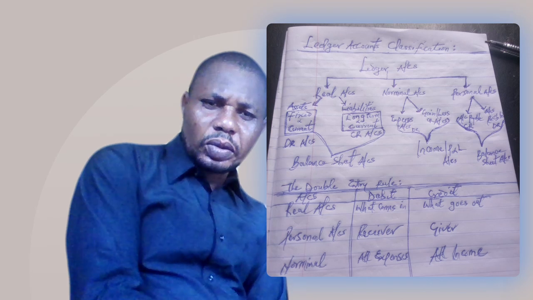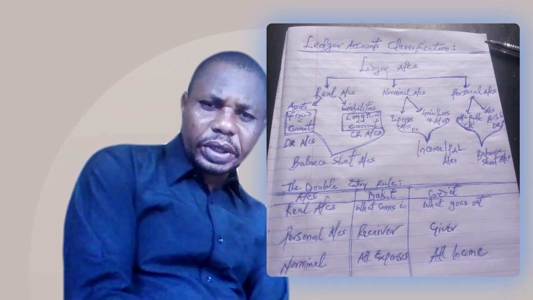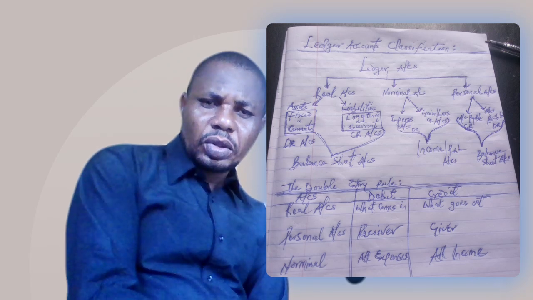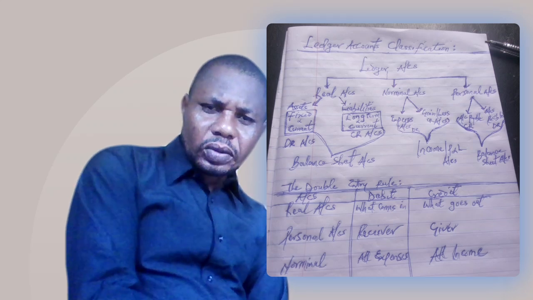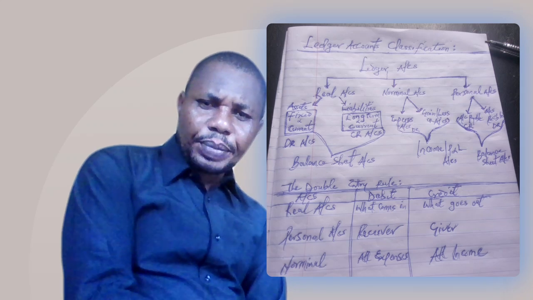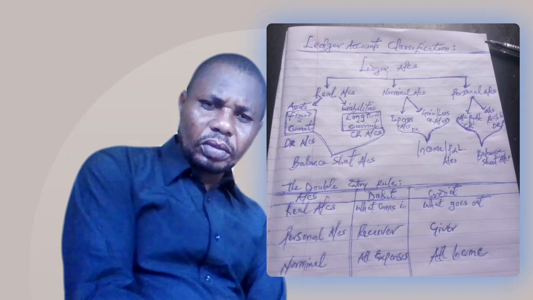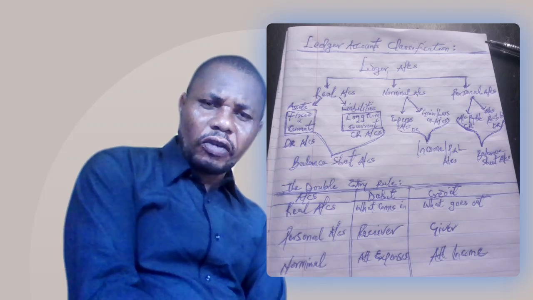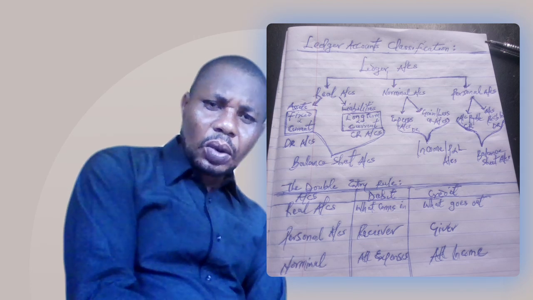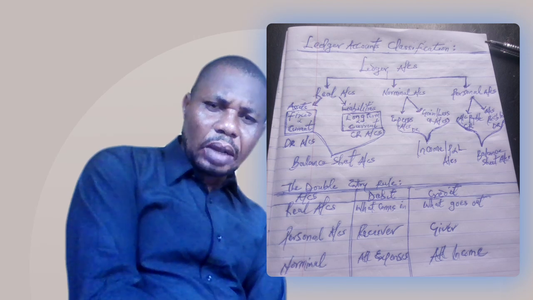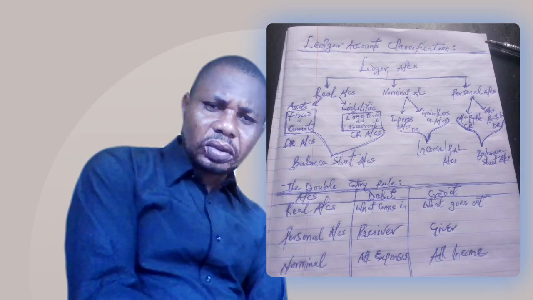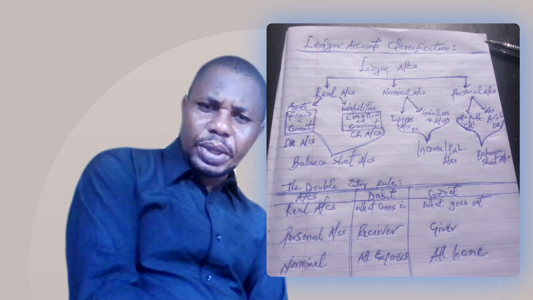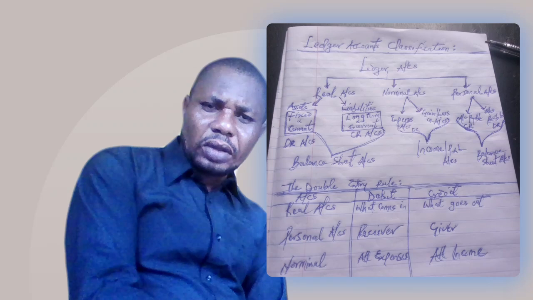Now, this diagram is a diagrammatical representation of ledger account classification. As we can see, ledger accounts are classified into real accounts, nominal accounts, and personal accounts. These are the three major classifications of ledger account. We are going to take them one after the other, and we are starting with real account. The real account is the account for assets and liabilities.